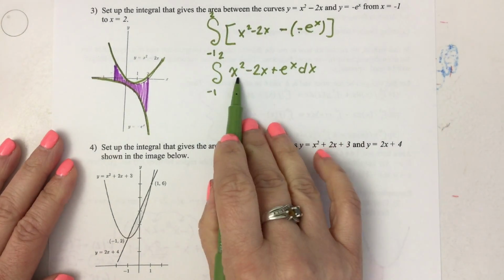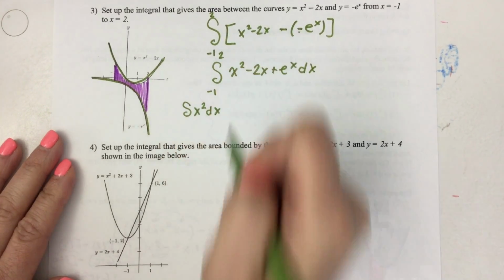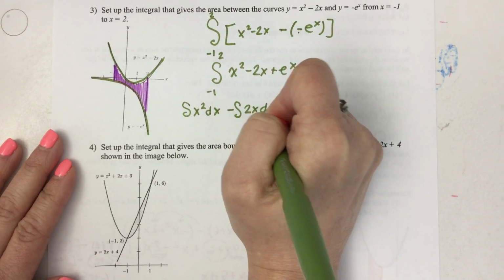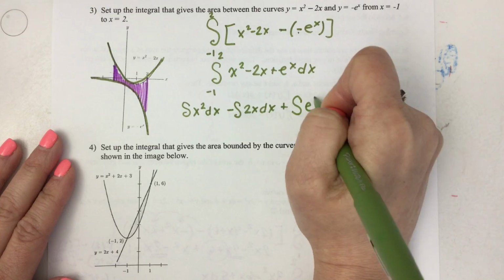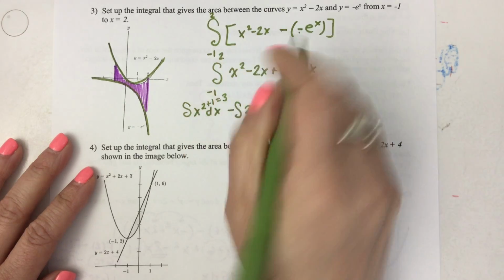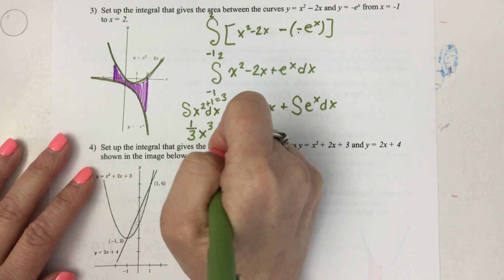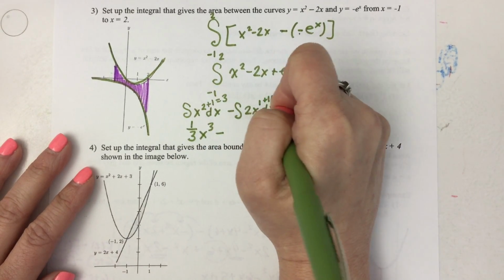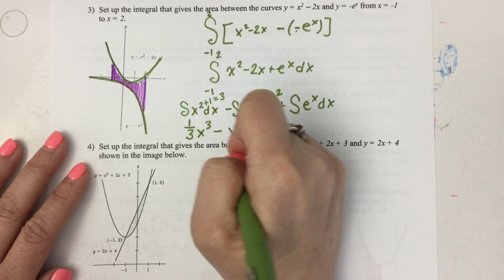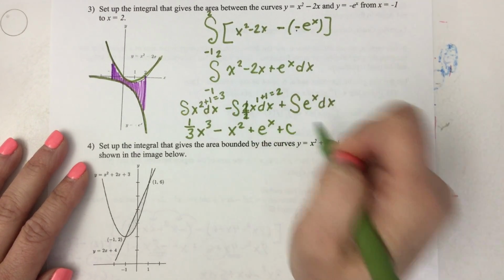So the next step, we have to find the antiderivative of this by going piece by piece. Antiderivative of x squared dx minus antiderivative of 2x dx plus antiderivative of e to the x dx. Here, if I add 1, my new exponent will be a 3. If I divide by 3, that's the same thing as 1/3 x to the power of 3. Here, this is an unwritten 1. If I add a 1, it will get you to 2. 2 divided by 2 would cancel, so I would just have x squared. The antiderivative of e to the x is just e to the x plus c.